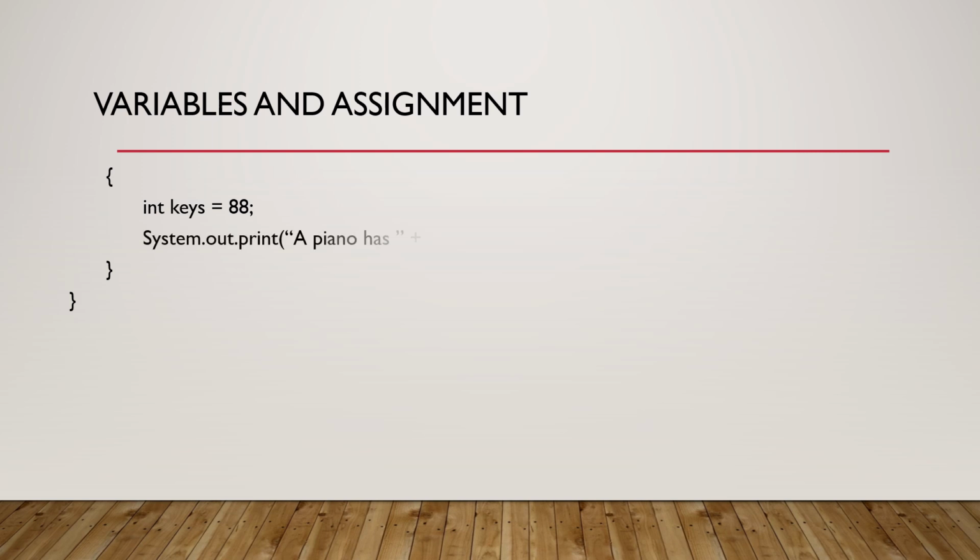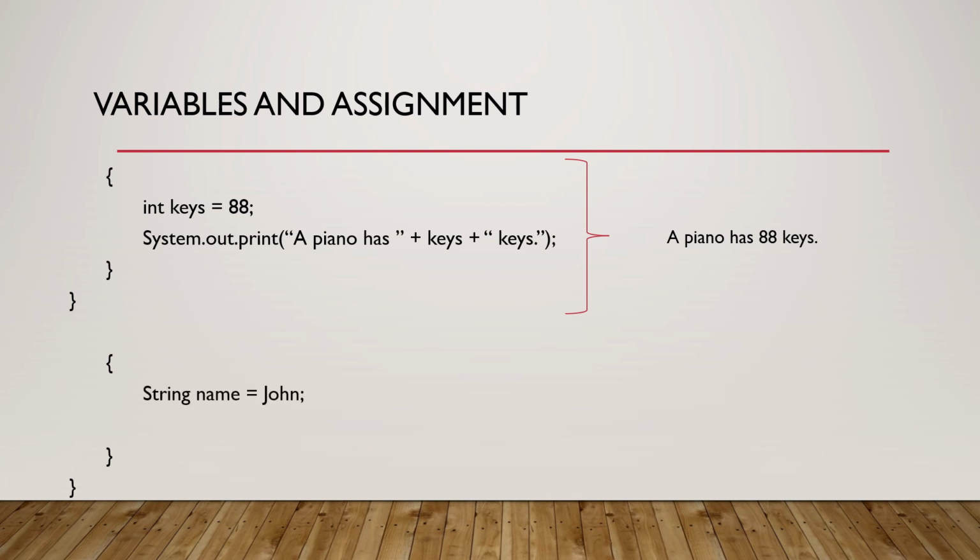Next, we give Java the instructions to print the line, a piano has keys, keys. Java will see that keys is a variable and replace it with the value of 88, which we declared above. So the output will be a piano has 88 keys. Again, we start with the type string with a capital S, the variable, and the value. We then give Java the instructions to print the line hello name. Java will read the name as a variable and replace it with John. So the output will be hello, John.